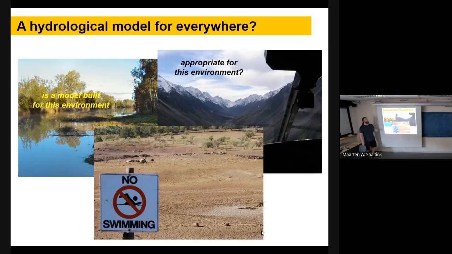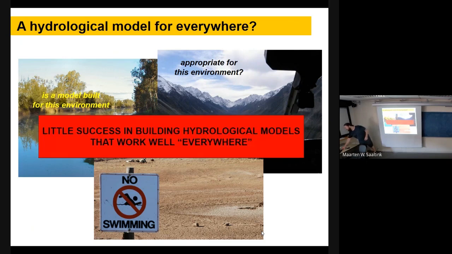Also, representing the diversity of streamflow generation processes is a challenge. We might have environments that are humid with constant flows. We might have some mountainous environments, maybe not so much in Australia, but say in New Zealand, where this picture comes from. In Australia, we're dealing a lot with ephemeral conditions and drying out in general. So again, can we have models that can accommodate all of these conditions? I would say that's still a fairly open question.